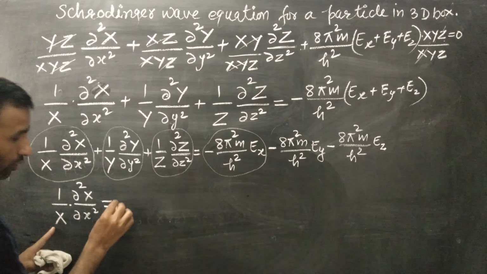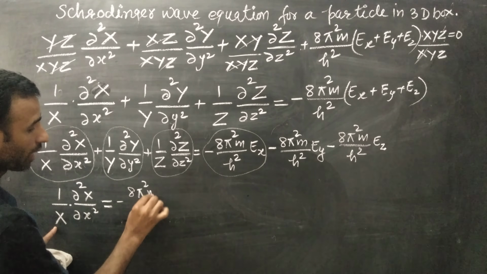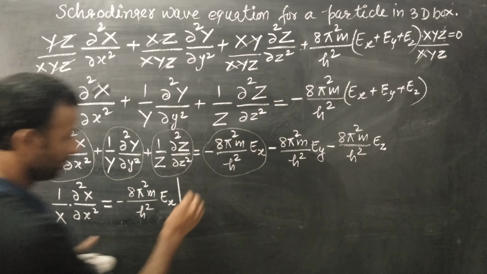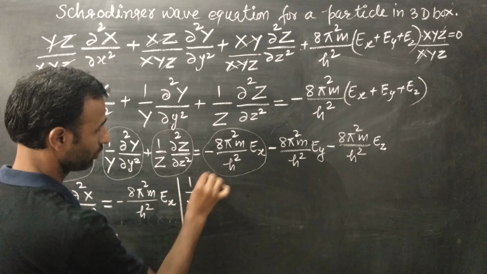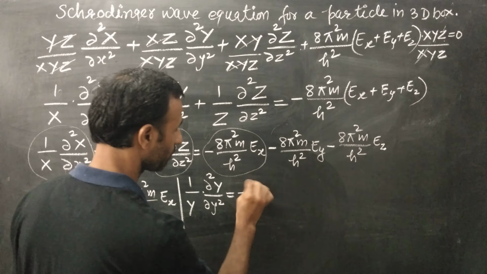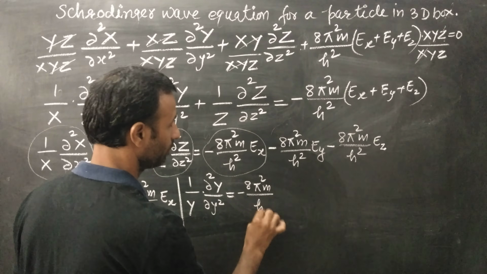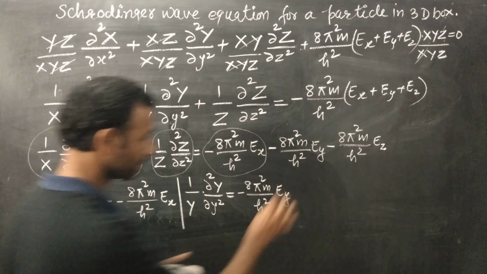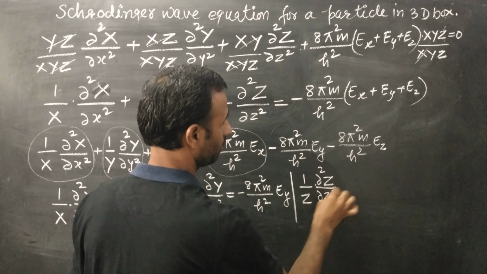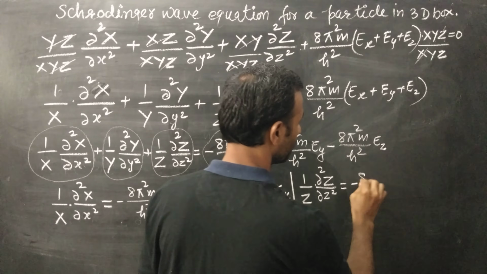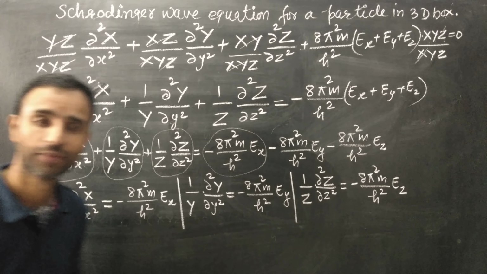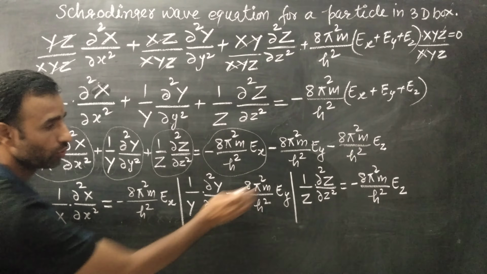So this should be equal to minus 8 pi square m upon h square into E_x, and 1 upon y into del square y upon del y square is equal to, you can easily identify it, minus 8 pi square m upon h square E_y, and 1 upon z into del square z upon del z square is equal to minus 8 pi square m upon h square E_z. Right? So we get these three equations now.